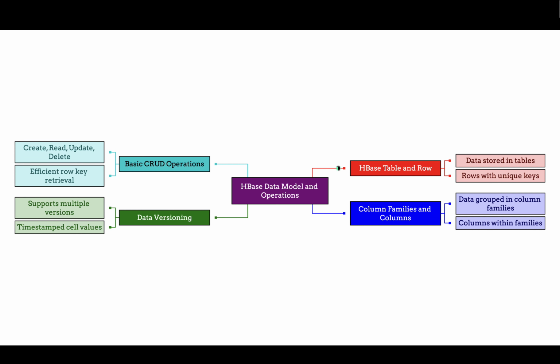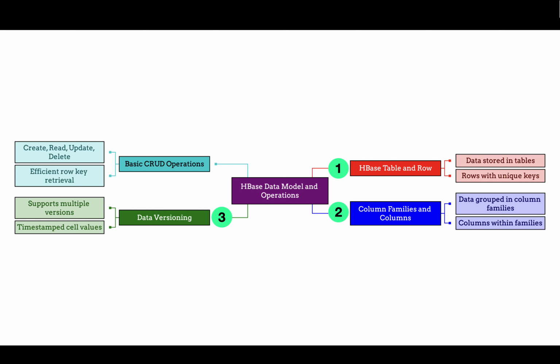1. HBase table and row. In HBase, data is stored in tables, which are a collection of rows. Each row is identified by a unique row key. 2. Column families and columns. Data within a row is grouped into column families, which are collections of columns. Column families must be defined at table creation time.